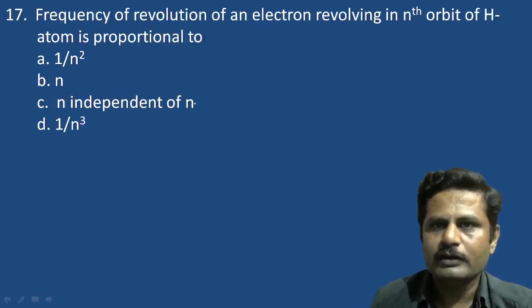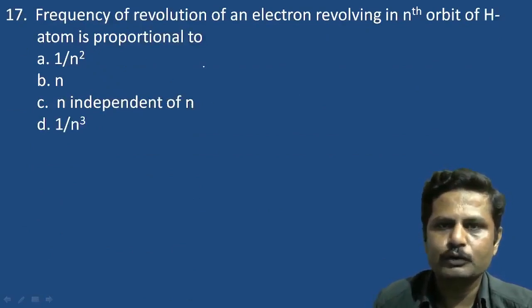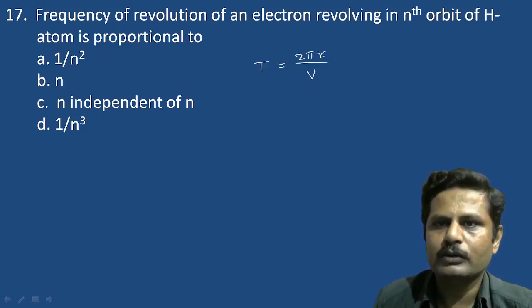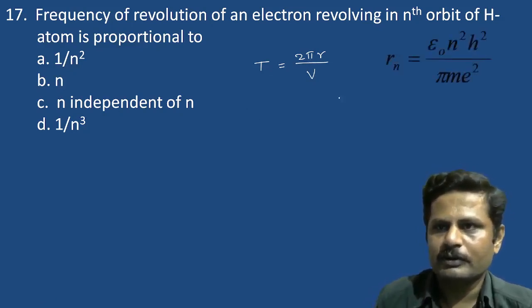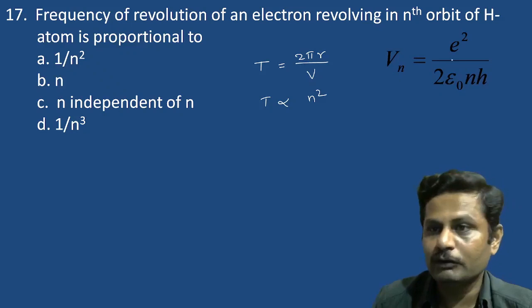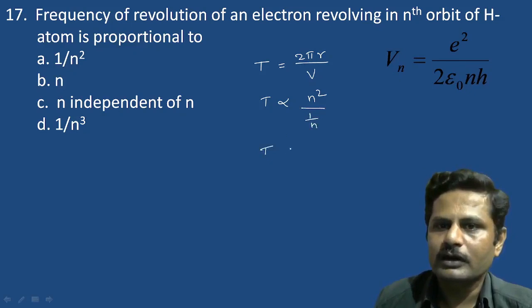The frequency of revolution of an electron revolving in the nth orbit of a hydrogen atom is proportional to what? As we know, the time period is the time for one revolution. For one revolution, the distance is 2 pi r, so t equals distance divided by velocity, 2 pi r divided by v. As you know, the radius of the electron in the nth orbit is directly proportional to n square, and the velocity is inversely proportional to n, that is 1 divided by n. So therefore t is directly proportional to n cube.